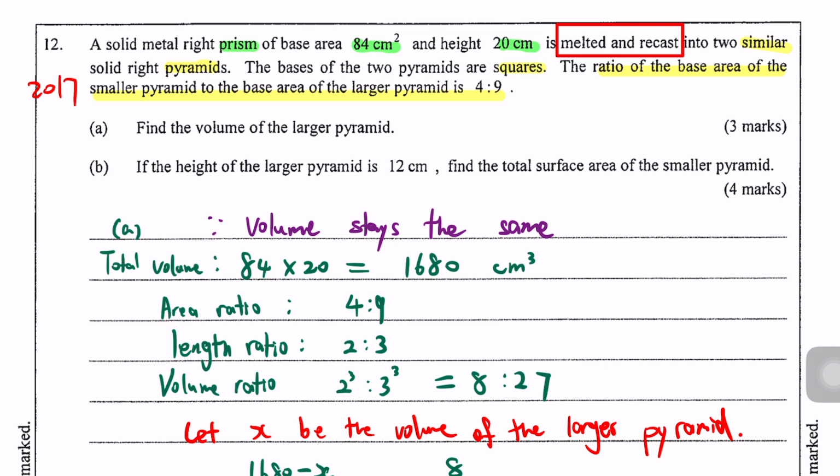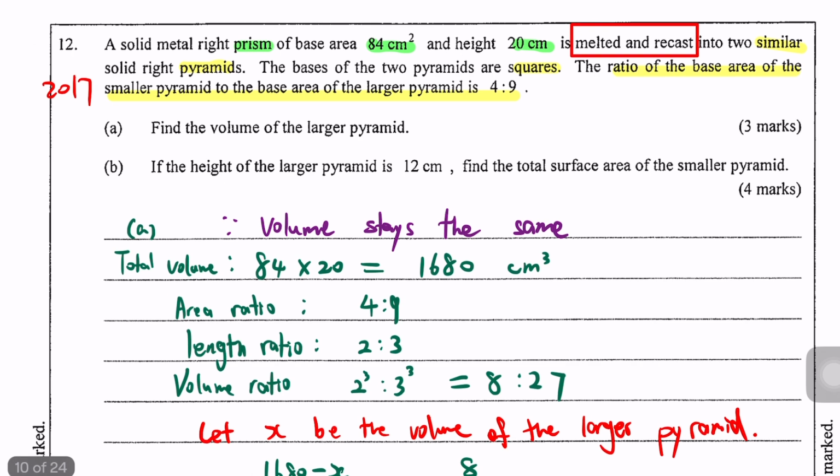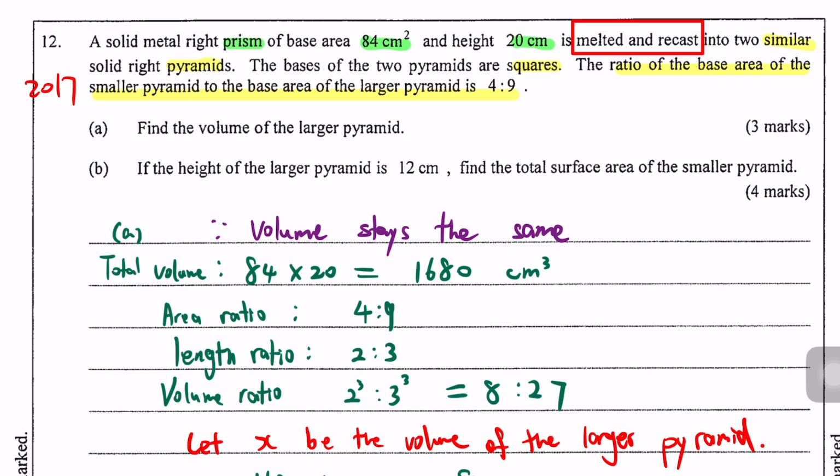And then it's recast into two similar pyramids. So it's two different size pyramids. Be careful of that. And the bases are both squares. The ratio of the base areas of the two pyramids is 4 to 9. So now you have the area ratio. Find the volume of the larger pyramid. So step by step, let's analyze what information we have. So first, the total volume, you have it.